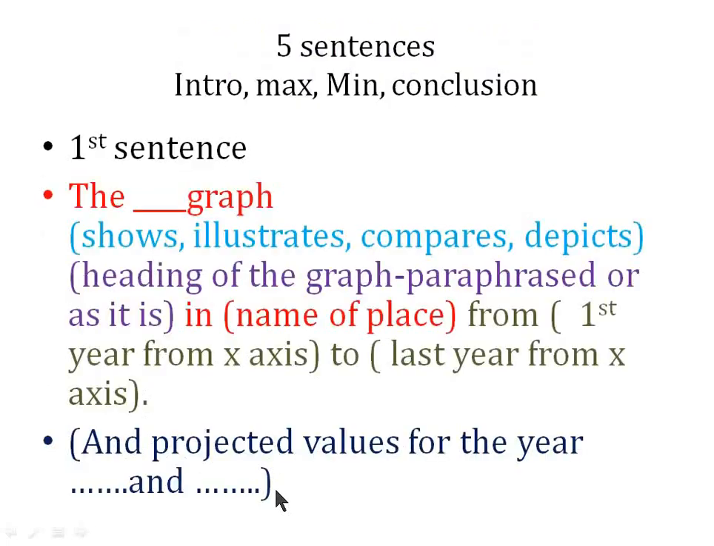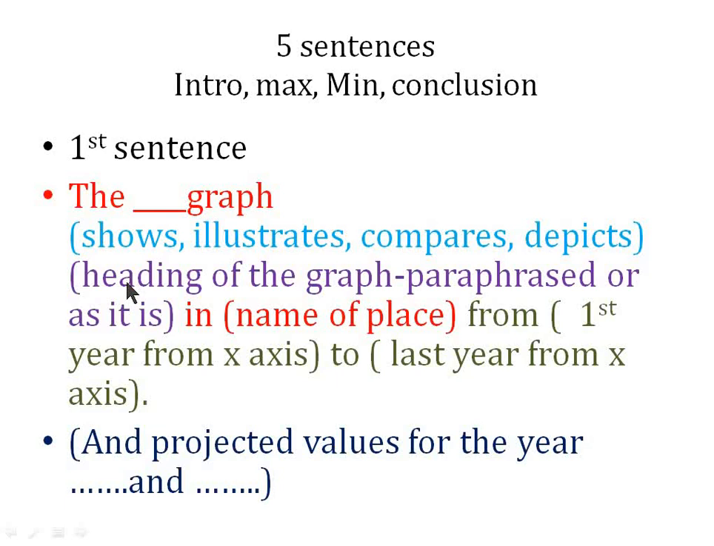Next is the first sentence. How to say the first sentence? You can start with the graph, whether it's a bar graph, line graph or pie chart. The graph shows, illustrates, compares or depicts.